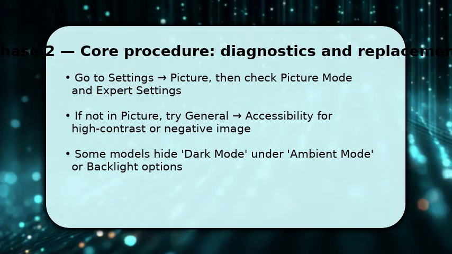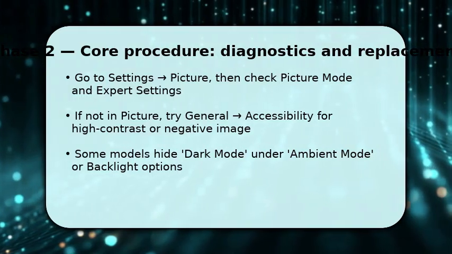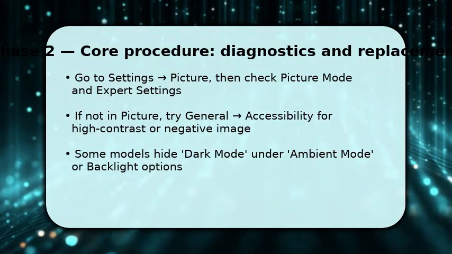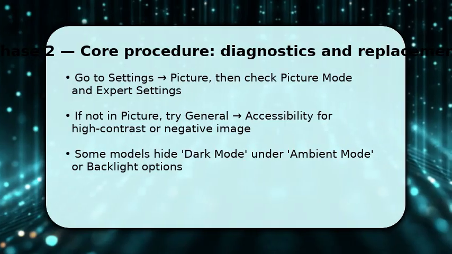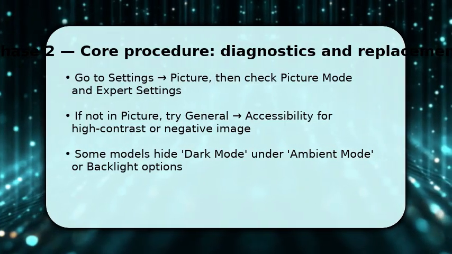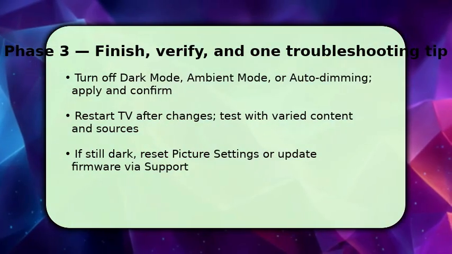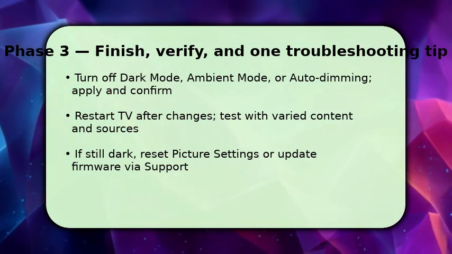Options like High Contrast, Negative Image, or Smart Display can mimic dark mode and must be toggled off. Also inspect ambient mode and backlight settings on newer models because manufacturers sometimes relocate dark. Finally, toggle off dark mode or related options, then apply the change and watch the screen immediately.